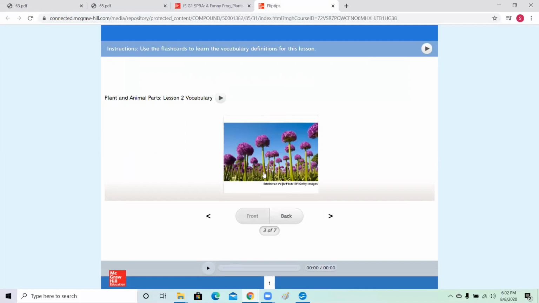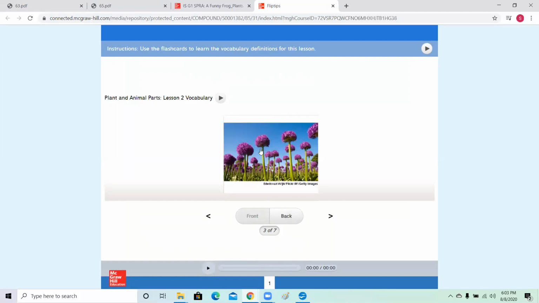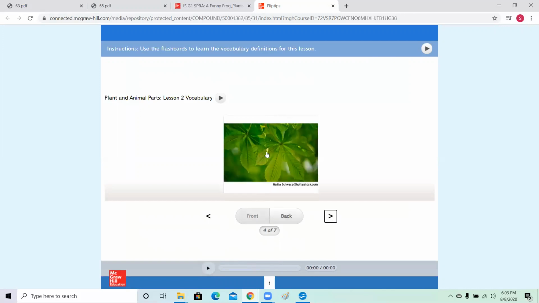Let's look again. Stem, this long part called stem. Stem, the part of a plant that carries water and nutrients to the leaves and holds up the plant. So the stem carries the water and nutrients to the leaves, and it holds the plants. It holds it up. So let's listen again. The part of a plant that carries water and nutrients to the leaves and holds up the plant. So the stem has two jobs.